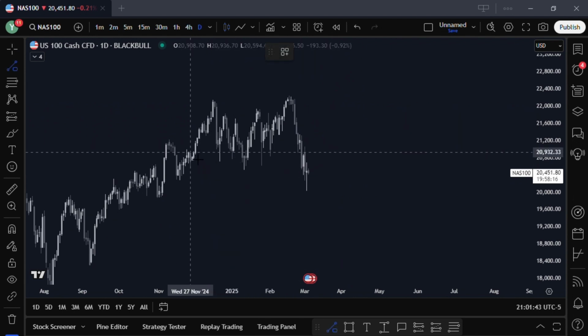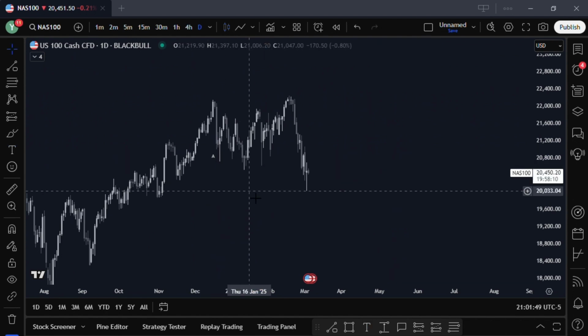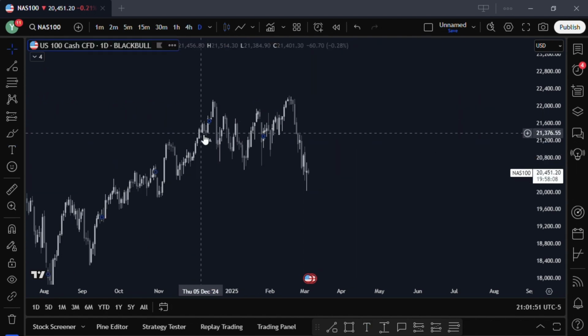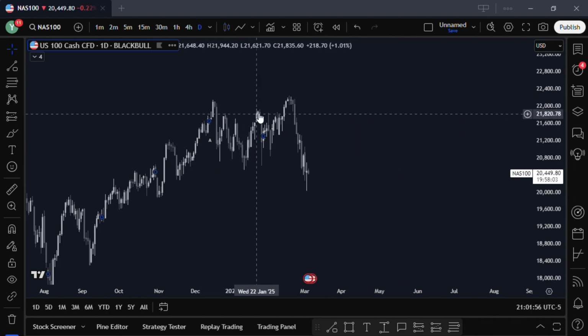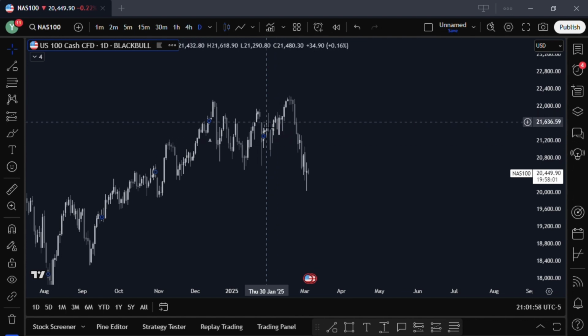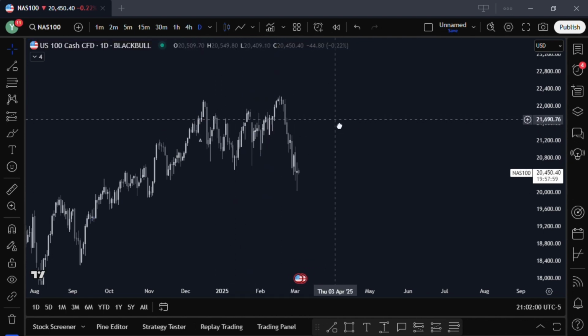We can call this our accumulation. I guess I'll do an A, A for accumulation. This whole area right here, how price is just kind of bunching up, not really moving too much, just staying within its own channel. I'll call that accumulation all day long.